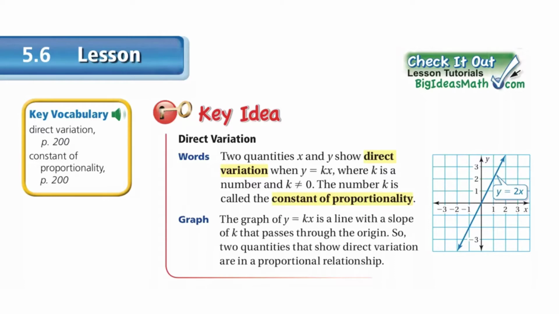So, two quantities that show direct variation are in a proportional relationship because, remember, if they're proportional, they'll go through the origin. And now we just said, if they show direct variation, they go through the origin. So when we say they're in direct variation, we could also be saying they're proportional. So we'll be using those two ways of saying basically the same thing. So let's look at some examples and see what they're talking about here.